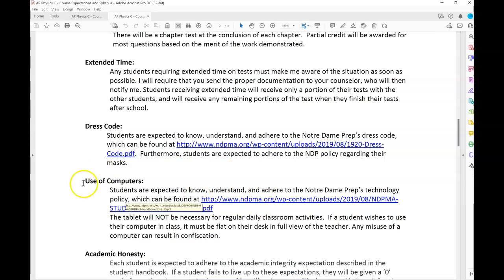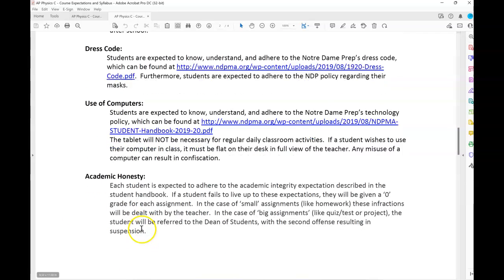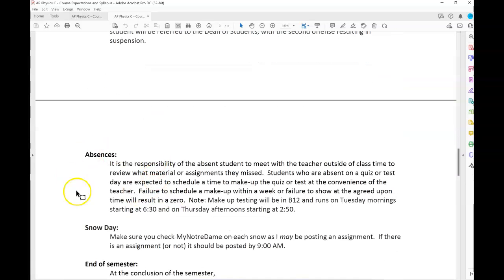Dress code, I'm sure you've heard enough about in the last 2 days. Computers is just copied from the handbook. Academic honesty copied from the handbook.